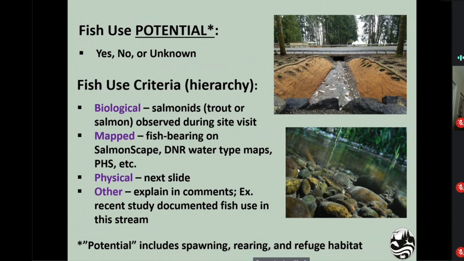Mapped, there are databases we can go on, again, on the desktop, to see after you've been to a site or even before you go to a site, is there fish use here and is it mapped? DNR water type maps are really helpful. Those maps have been field verified for fish, and that includes fish like sculpin. If it is a fish stream, it gets different forest practice rules, meaning the timber industry has to leave certain buffers on resident fish streams versus resident and anadromous fish streams. But mapped is really helpful. I use that all the time.